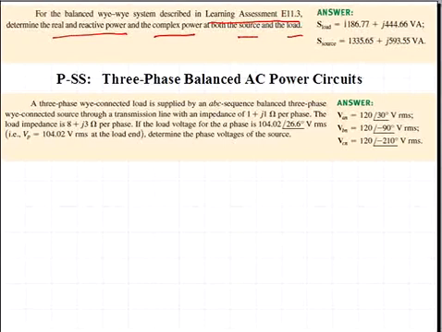If we look at the statement of problem 11.3, we see that we have a Y-connected load connected to a Y-connected source, and the transmission line joining the two has an impedance of 1 plus j1 ohms per phase. We were given the load impedance in that problem of 8 plus j3 ohms. We were given the load voltage as 104.02 at an angle of 26.6 degrees volts for the A phase, and we were asked to determine the phase voltages at the source. One result which we'll use in the solution for the current problem is that the A phase voltage was 120 volts at an angle of 30 degrees.